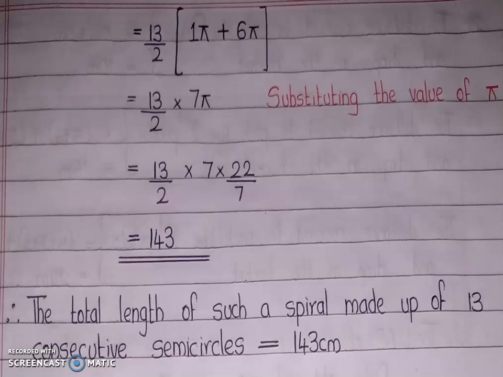Here in this question, you should know what is the length of a semicircle. Length of semicircle is equal to pi into r. R is the radius. Pi is equal to 22/7.